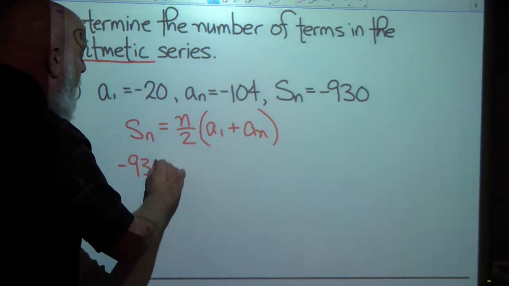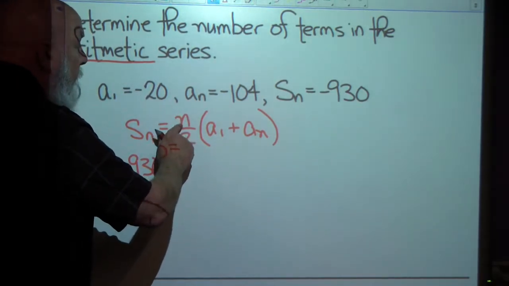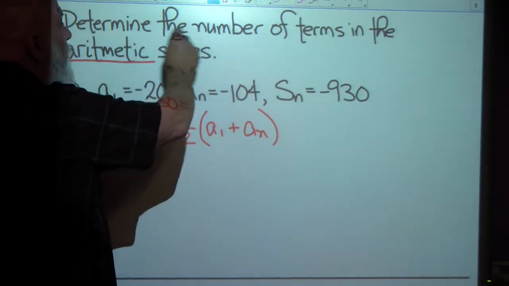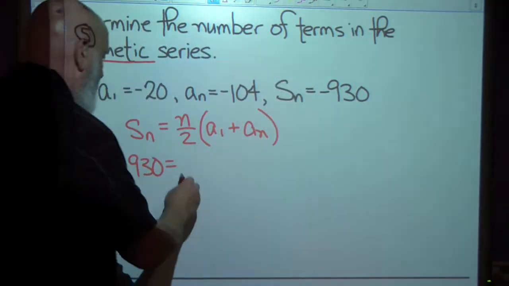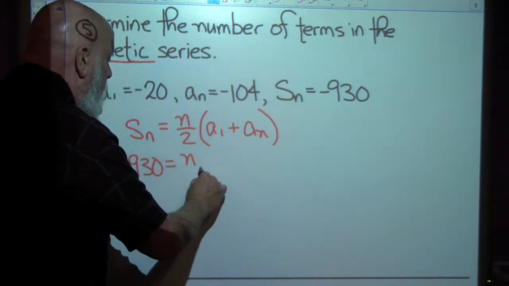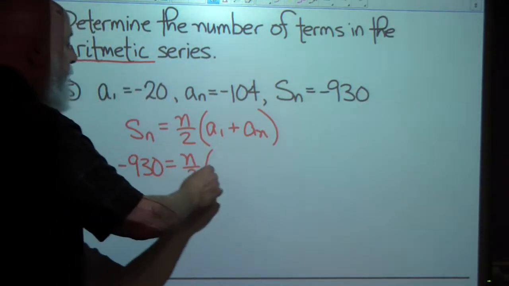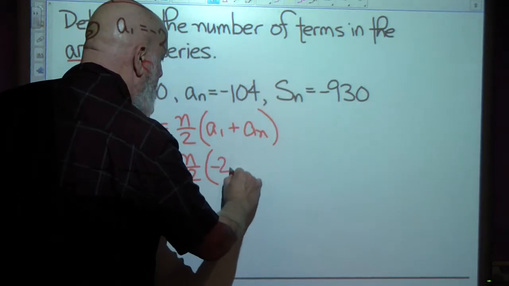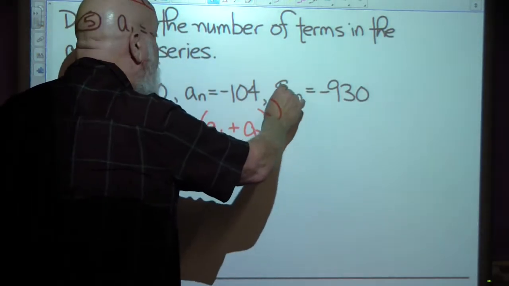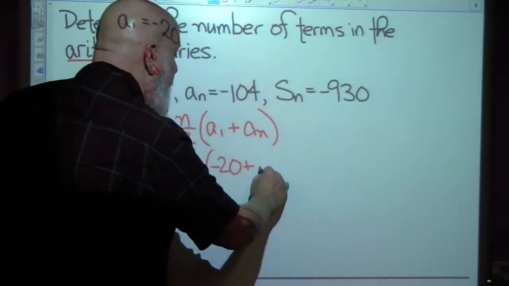I'm just substituting what I know in. The number of terms I don't know. That's what I'm looking for. Determine the number of terms. So I don't know n over 2. I do know the first term is negative 20. I do know the last term, there it is, negative 104.